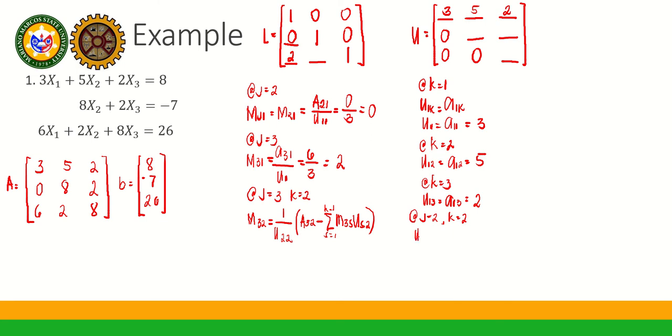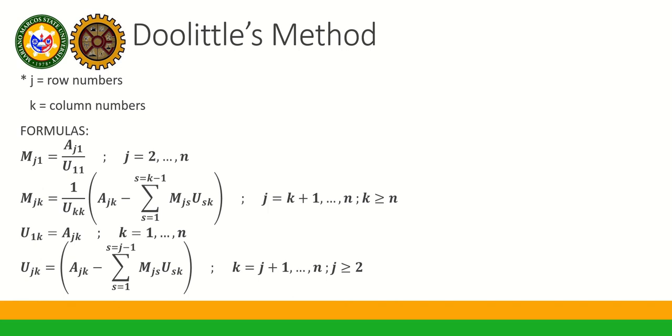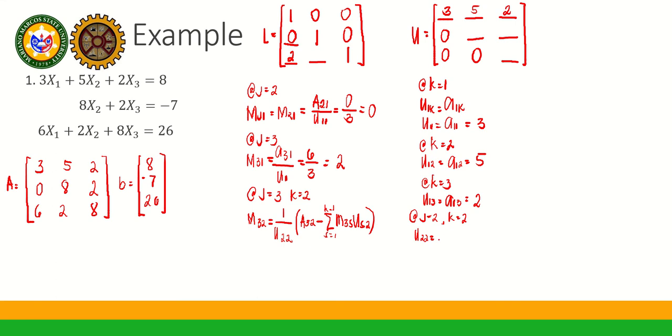So, U22, what is the formula we will use? Let's go back to our formula. So, this one. So, yung last formula. So, yung AJK natin is equal to A22 minus the summation of M2S USK or US2. So, sulat na natin. Balitan na natin si J and K. Tapos, yung S natin is equal to 1 to J minus 1. Okay? So, what is J? That is 2. So, yung J minus 1 natin is equal to 1. Sulat natin dito. Our J minus 1 is equal to 1. So, 1 to 1. So, yung S natin is equal to 1.